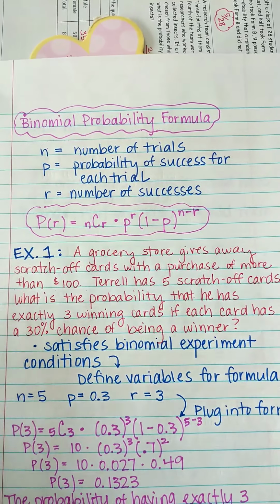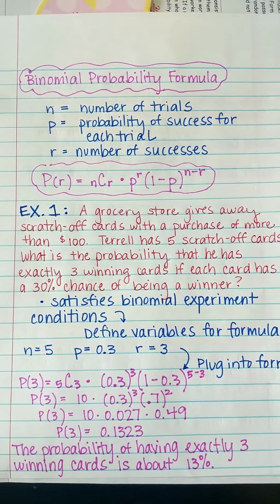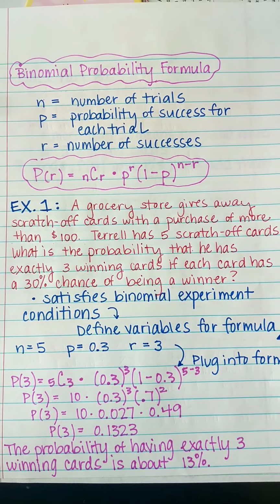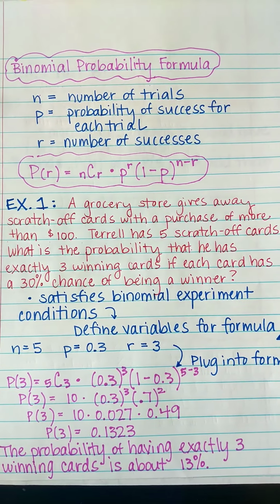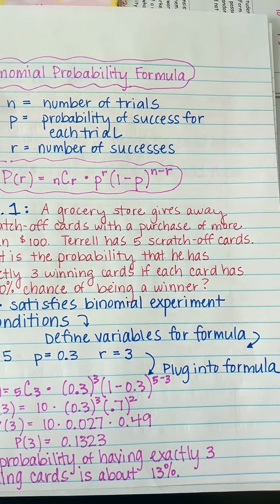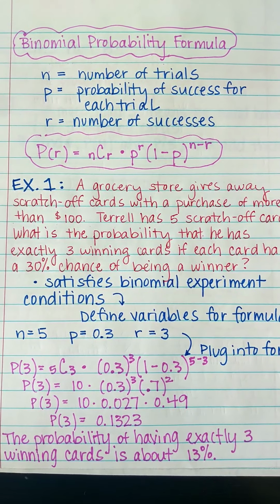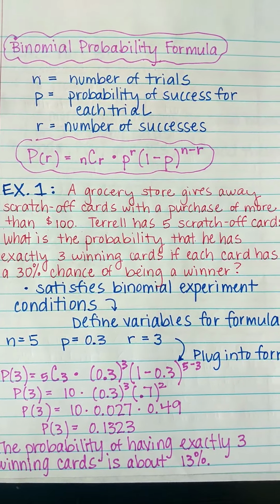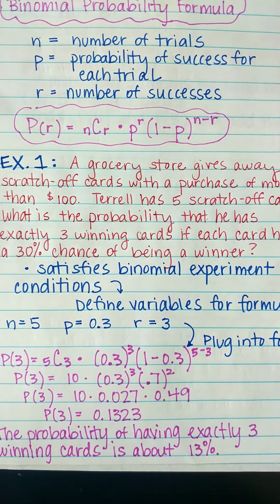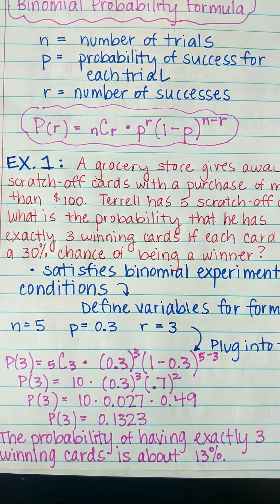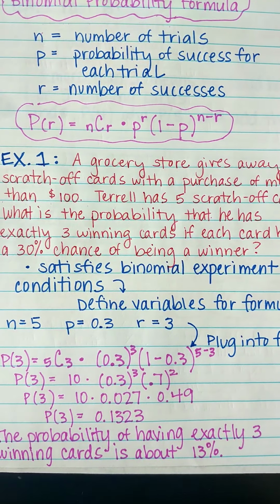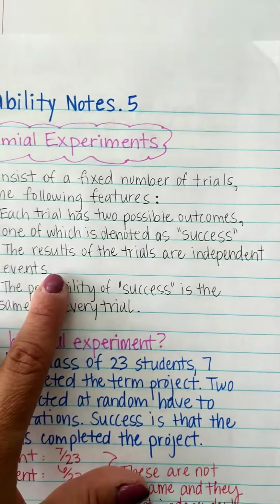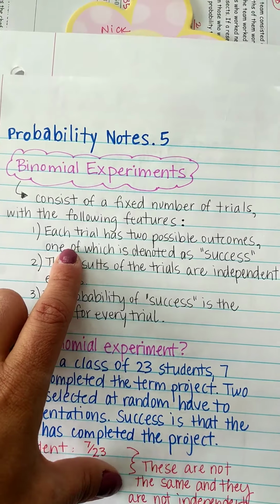So let's just go through an example. A grocery store gives away scratch-off cards with a purchase of more than $100. Terrell has 5 scratch-off cards that he's gotten from these endeavors. What's the probability that he has exactly 3 winning cards if each card has a 30% chance of being a winner? With scratch-offs, whether I win or lose on one has no effect on the probability of the next. So that satisfies that they're independent events. Each trial has 2 possible outcomes.